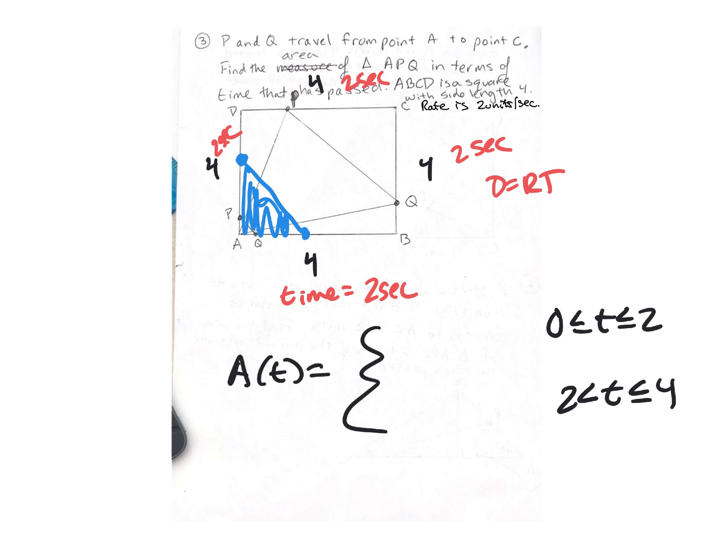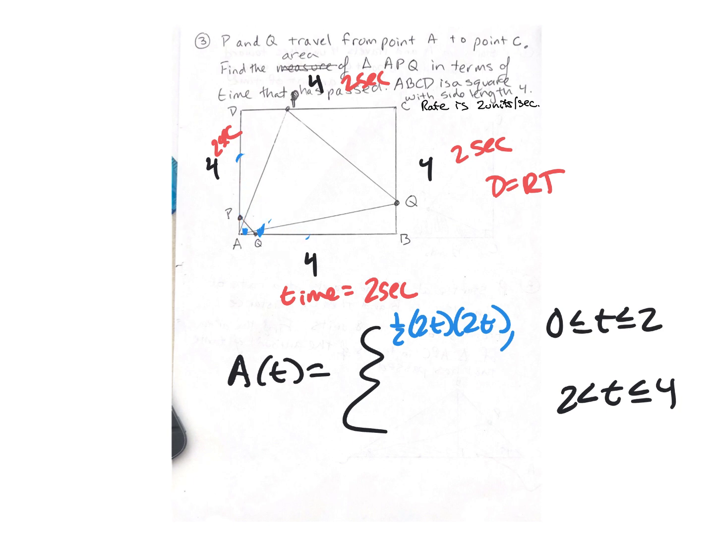Great. Okay, so distance is rate times time. I know that both points are moving at a rate of 2 units per second, so distance can be thought of as 2t and 2t. When we talk about the area of this triangle, it's a right triangle, so it's going to be 1/2 the base 2t and the height 2t. So that's piece 1. Piece 2 is more complicated, however, because we're turning the corner here.